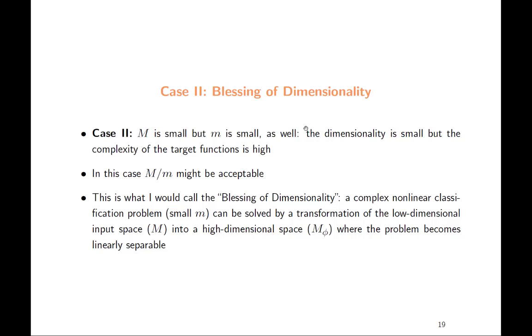If m is small, so the input dimension is relatively small, but the complexity might be high, so the smoothness is small, then we can use this trick of projection or transformation in basis function space, and then we still can get away with maybe a reasonable number of basis functions. And since we essentially blow up the dimensionality by going from m to m phi, I call this the blessing of the dimensionality. So we can solve even complex problems if the input space originally is low dimensional.